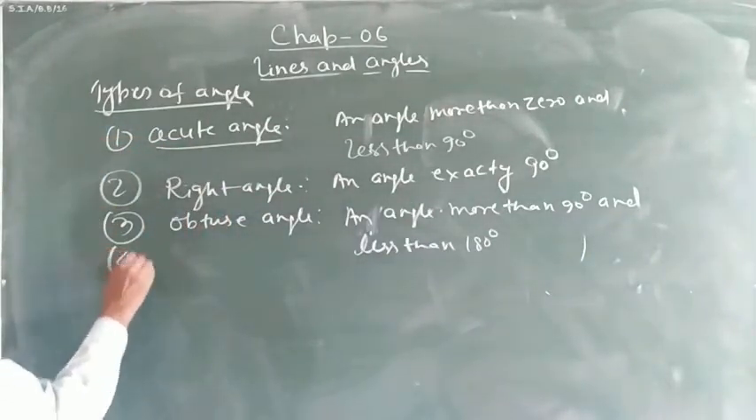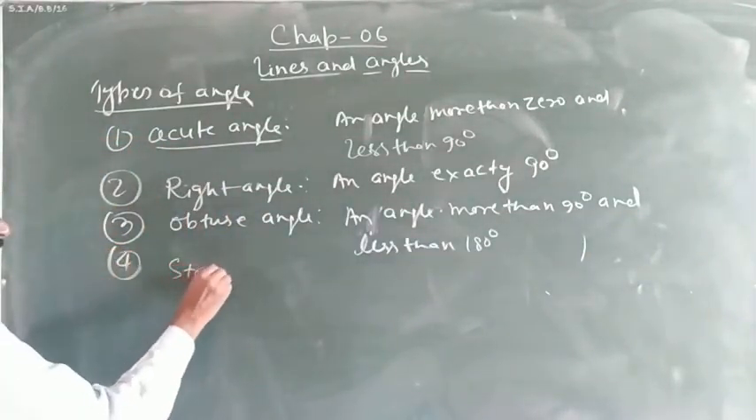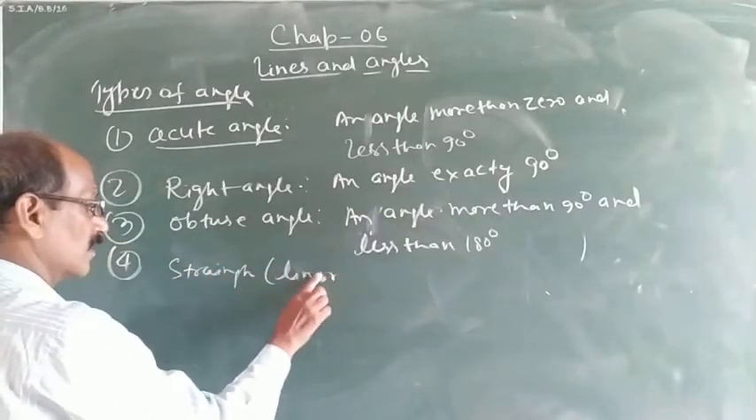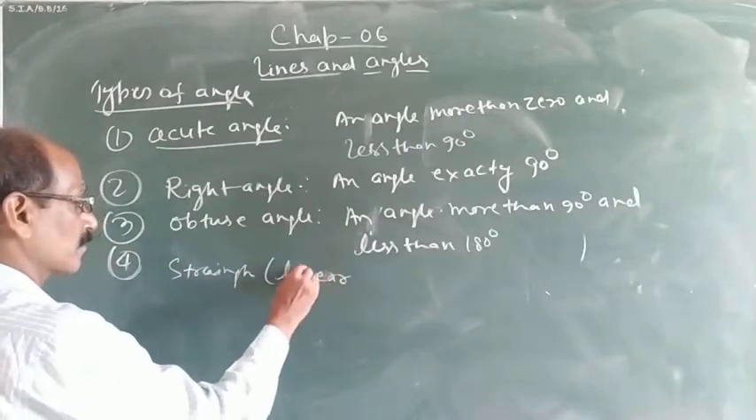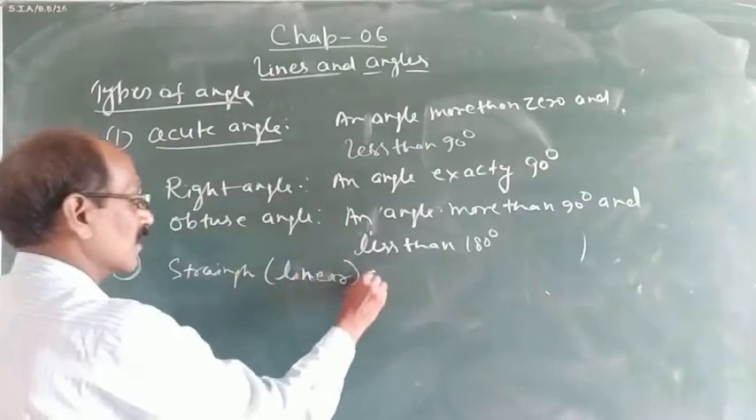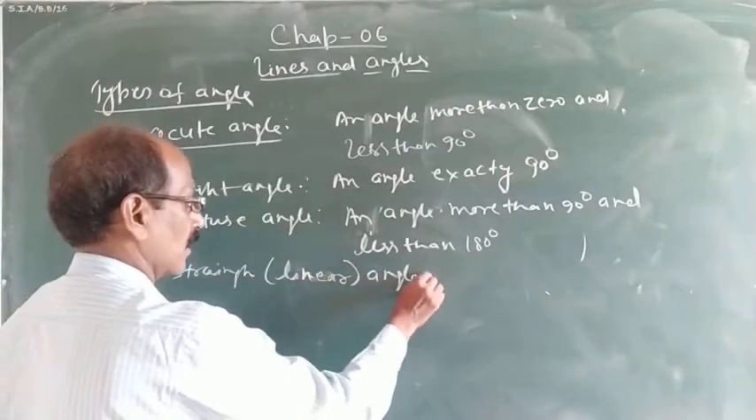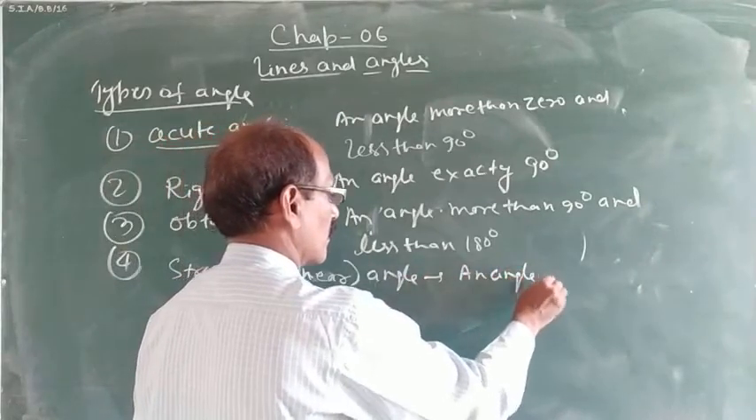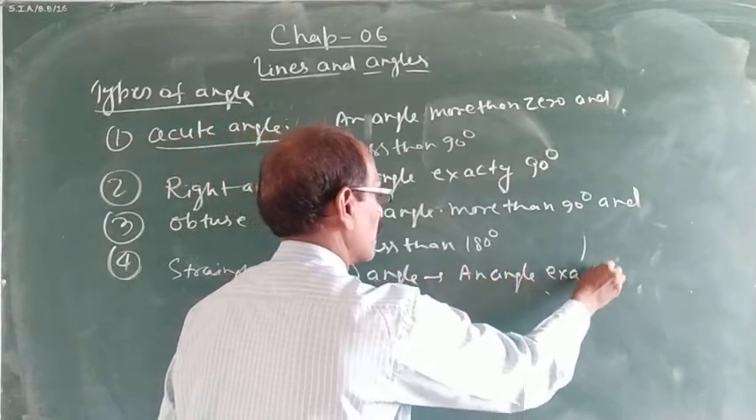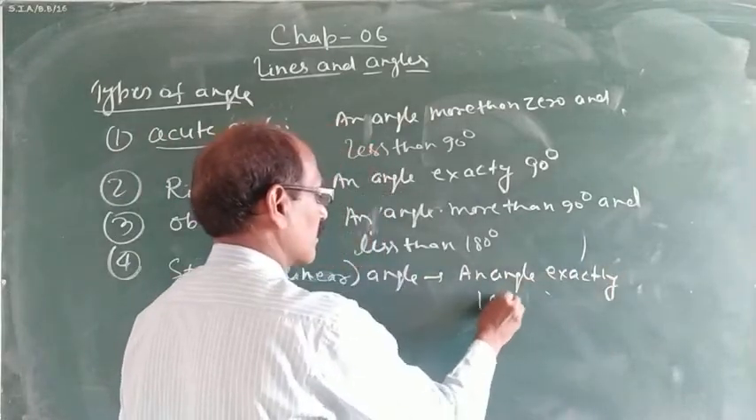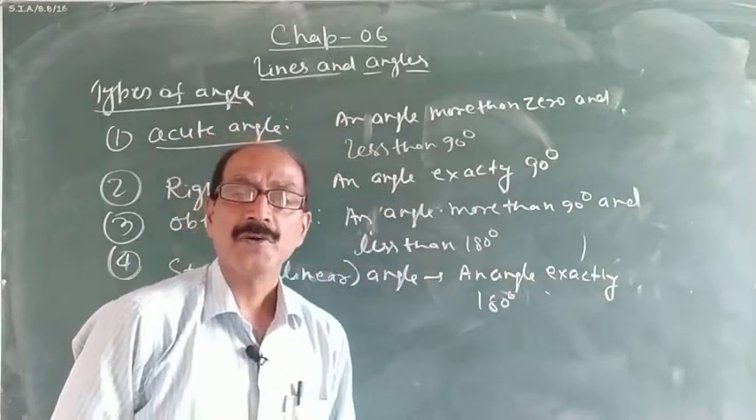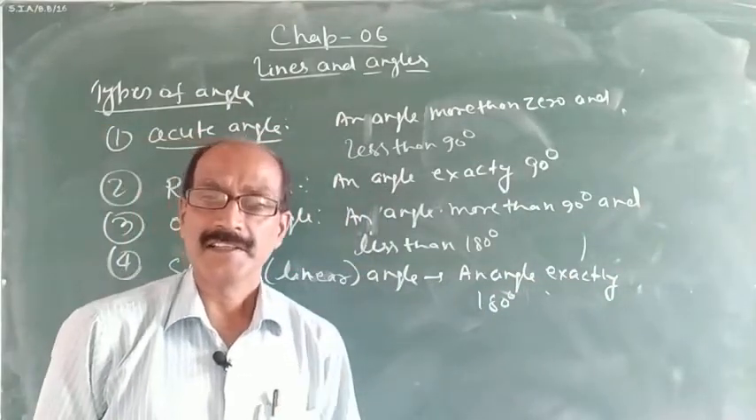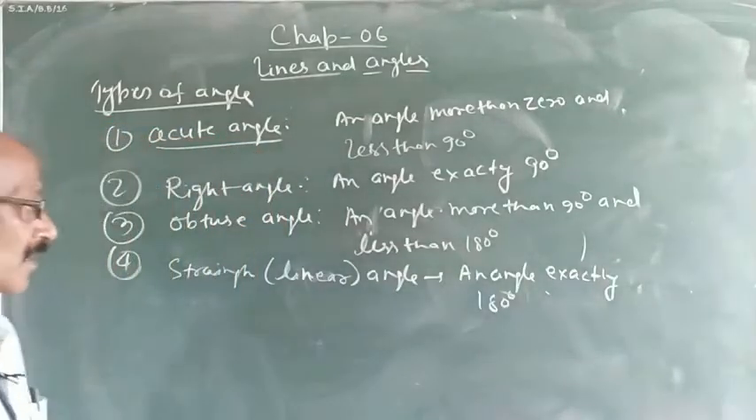Now another, straight angle, either linear angle. An angle exactly 180 degrees is called a straight angle, either linear angle. After that, reflex angle.